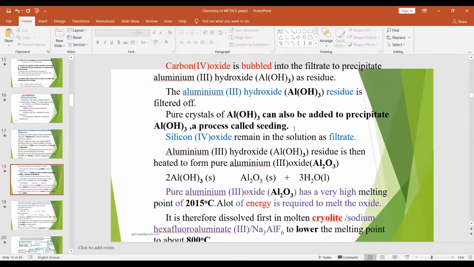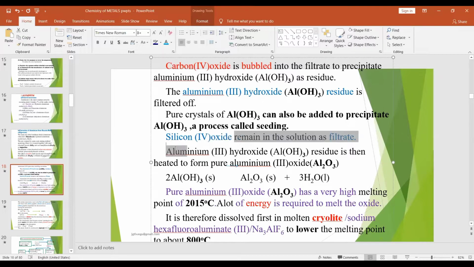So in both cases, silicon 4 oxide, which is as sodium what? Silicate, is left in the solution as a filtrate. So it is not just silicon 4 oxide, but sodium silicate. Probably you can change this to sodium silicate. Yeah, that way. It remains in the solution as the filtrate.